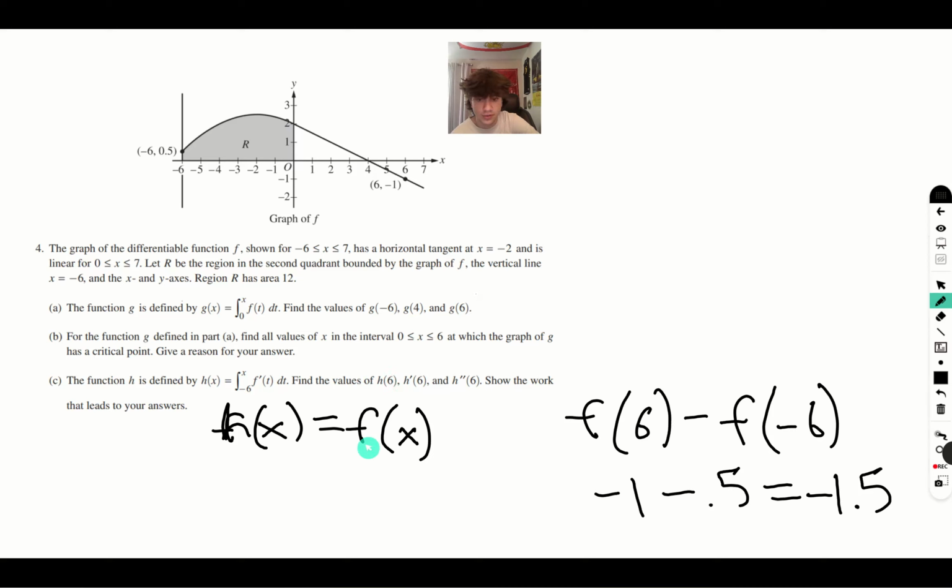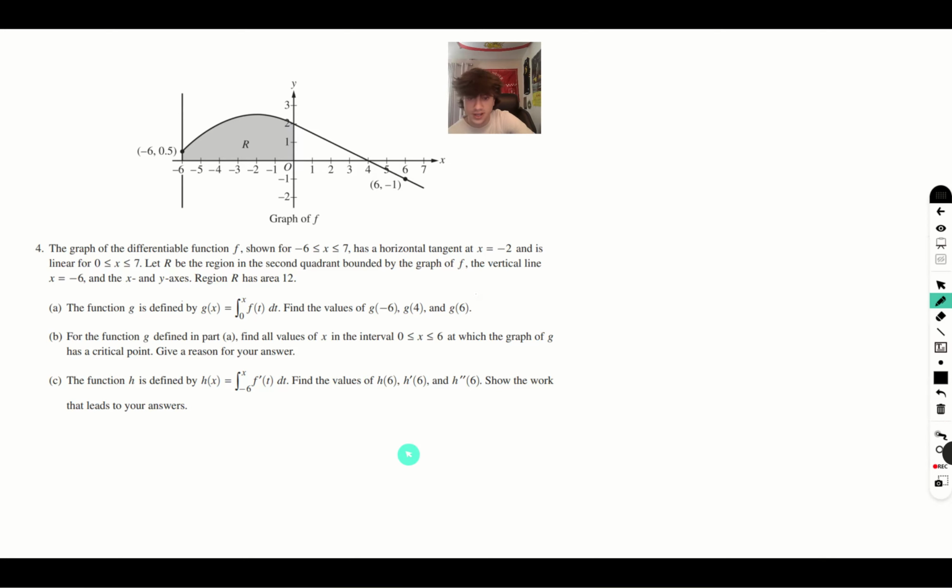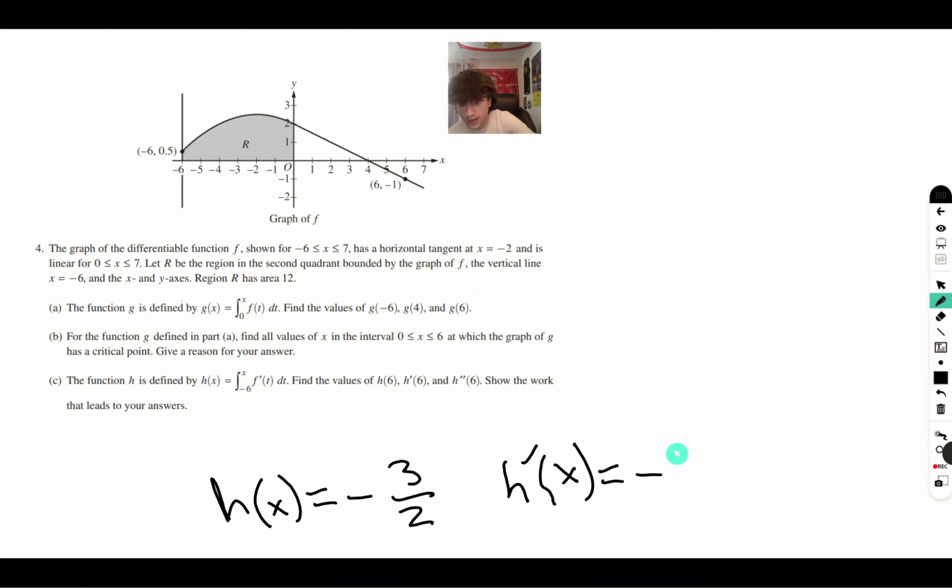H prime of x will give you f prime of x. For f prime of 6, this is a linear line, so we find the slope of the line. It goes down 2 and it goes over 4. So -2 over 4 will give you -1/2. There is your slope. So h prime of x will be negative 1/2. So let me just write all of these out. H of x equals negative 3/2. H prime of x equals negative 1/2.